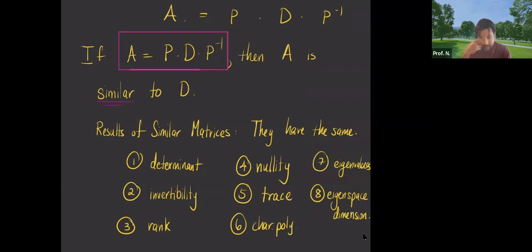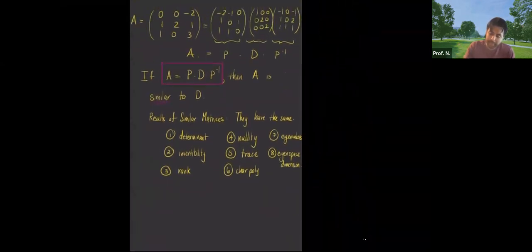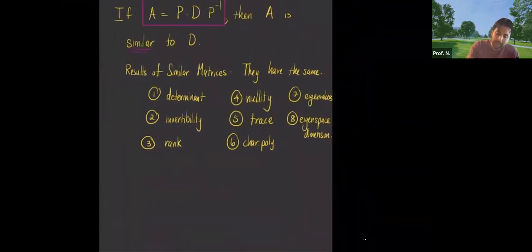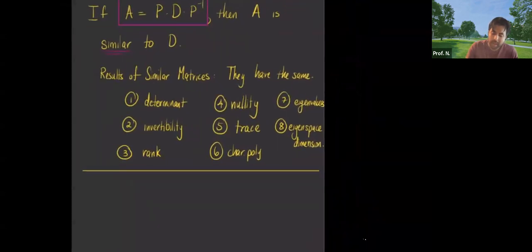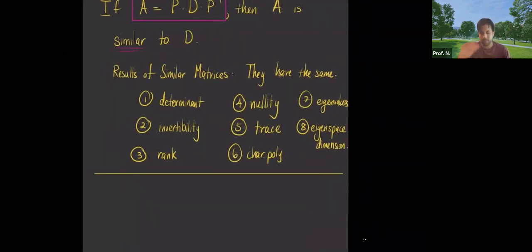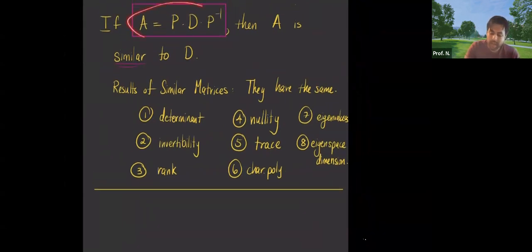Now, one last thing before we're done is that, beyond the nice aspect of having these characteristics of matrices being the same, there's something that we can utilize. We can exploit the fact that we have this kind of relationship.